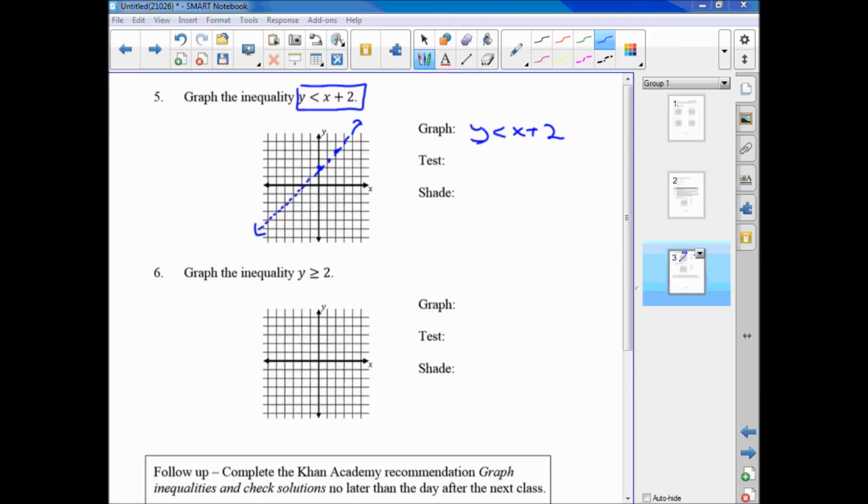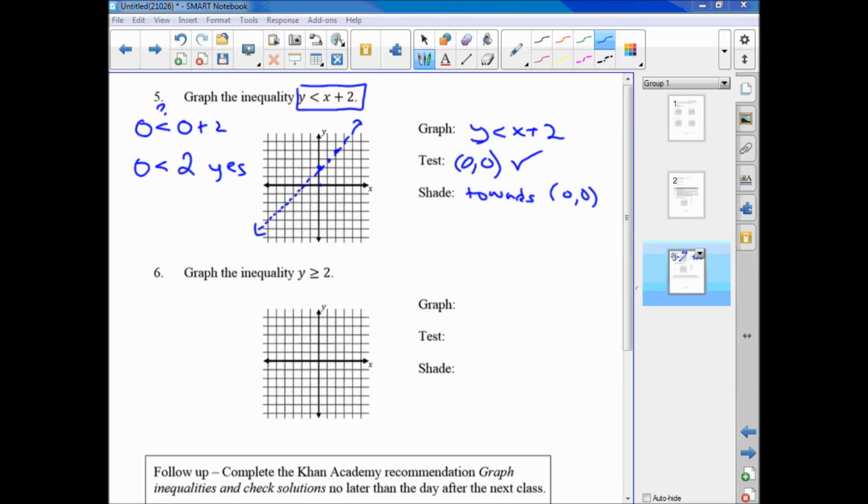All right, so we got to pick a test point, and the easiest test point, as always, is 0, 0. So we'll plug in 0, 0 and see if it makes this statement true. So is 0 less than 0 plus 2? So 0 less than 2. This is yes. So we're going to shade towards 0, 0 this time, because 0, 0 is a solution. So this worked. That was a solution.